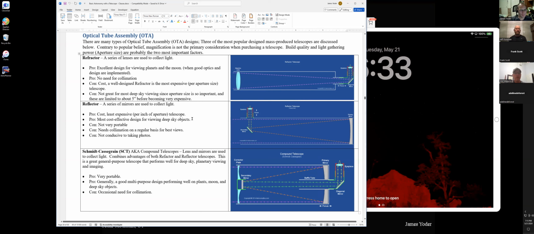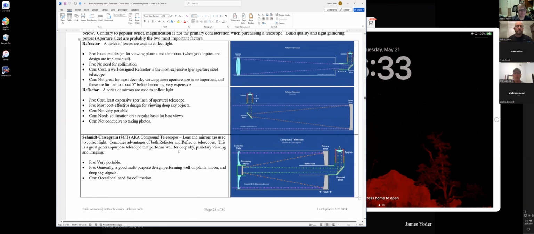All right, let's move on to Schmidt-Cassegrain. You guys have probably noticed I tend to like these the most, although I will say that, and we don't talk about this in this presentation, the Maksutov-Cassegrain, which is a very similar design, I'm starting to really enjoy those. So let's first talk about the Schmidt-Cassegrain, and then I'll explain what the Maksutov-Cassegrain is and the difference between the two.